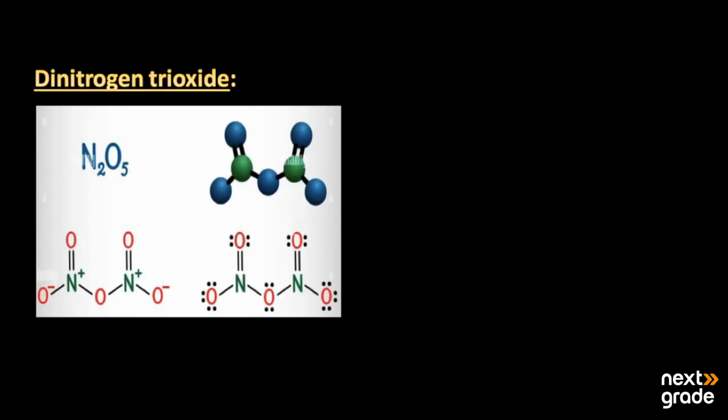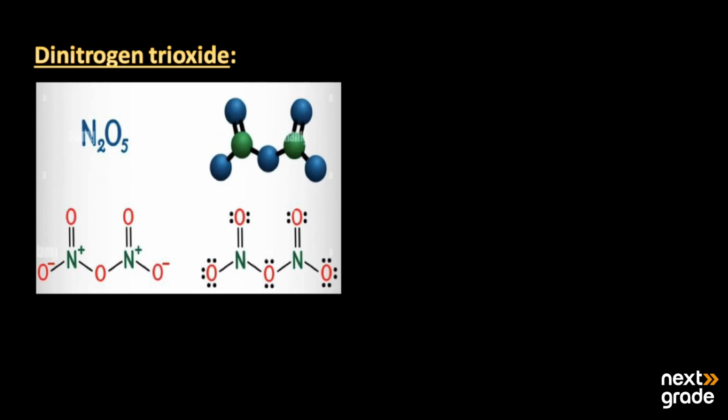The third oxide of nitrogen is dinitrogen trioxide. Dinitrogen means two nitrogen atoms will be present, and three oxygen atoms will be present, so that's why it is called dinitrogen trioxide. It can also be called dinitrogen pentaoxide. The name here is dinitrogen pentaoxide because five oxygen atoms are present.